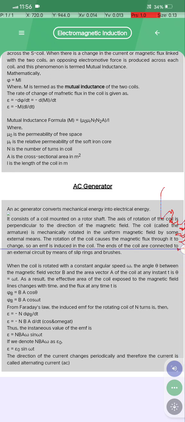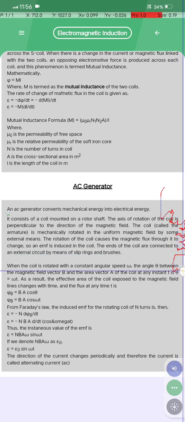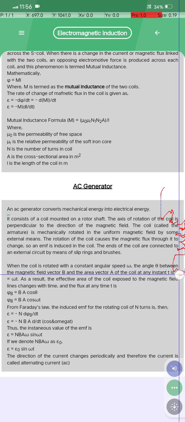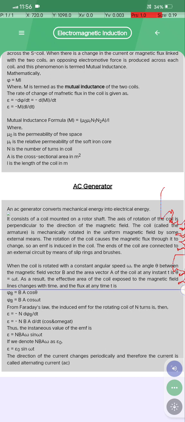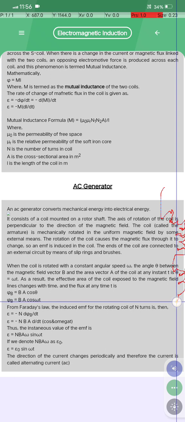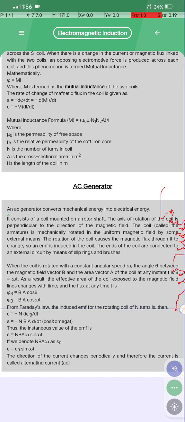The ends of the coil are connected to the external circuit by means of slip rings and brushes. When the coil is rotated with constant angular speed omega, the angle theta between the magnetic field vector B and vector A of the coil at any time t is theta is equal to omega t. As a result, the effective area of the coil exposed to the magnetic field lines changes with time, and the flux at any time t is psi B is equal to BA cos theta, psi B is equal to BA cos omega t.